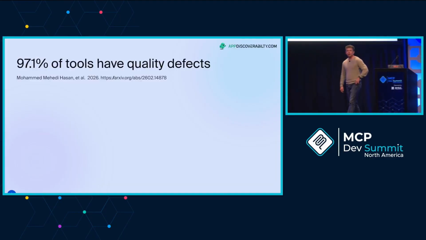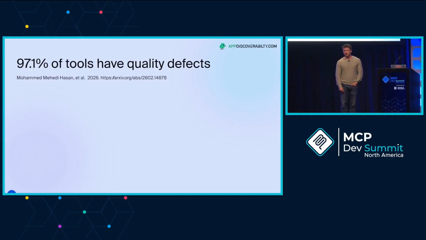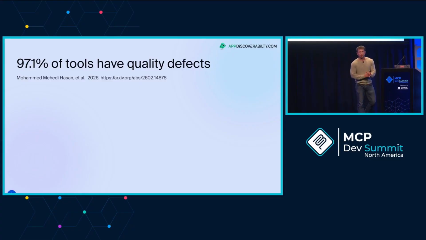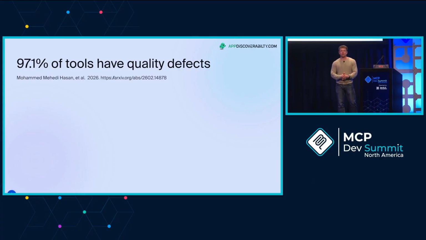One, I think, Stanford-led research earlier this year found that almost 100% of tools have quality defects. And they found, I think, even half of tools fail to even clearly describe what they're looking at. I think they had a sample set of a couple thousand tools across, not necessarily MCP apps, but just MCP servers in general.